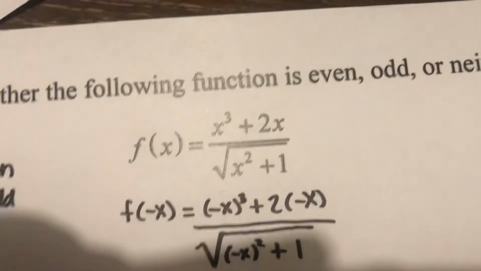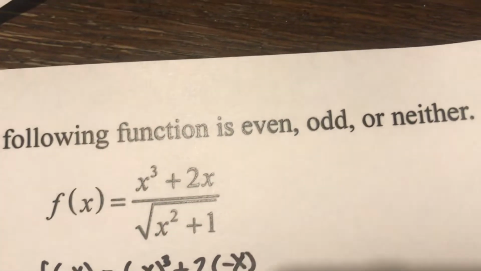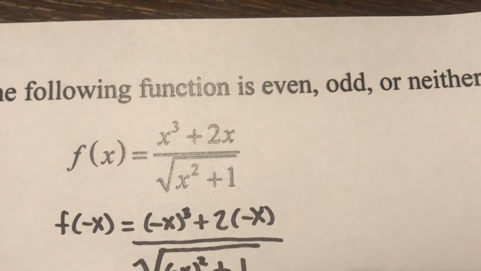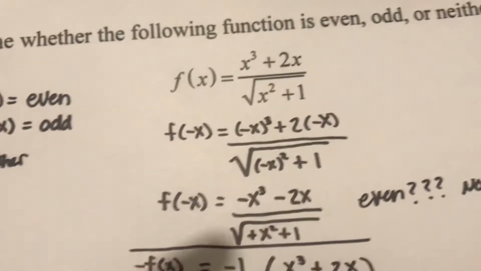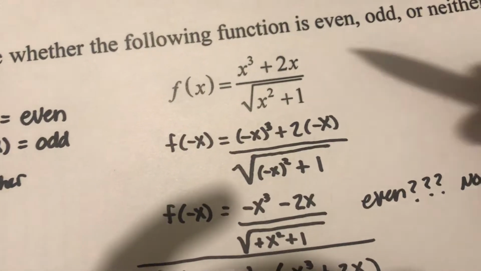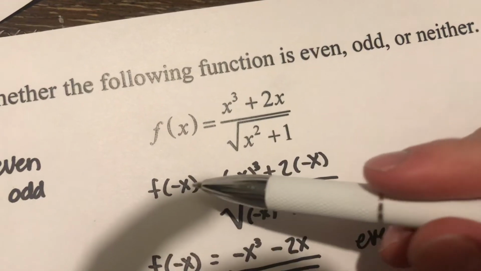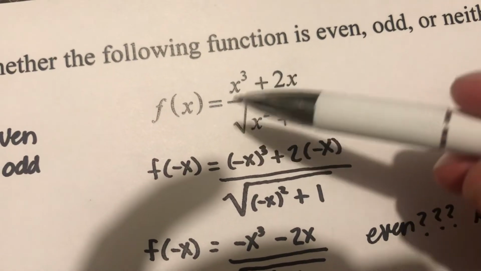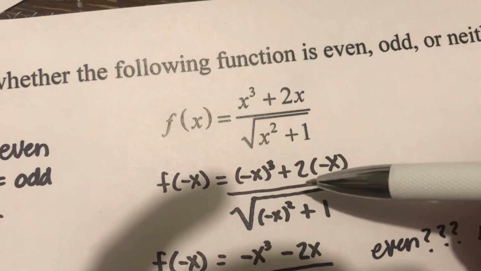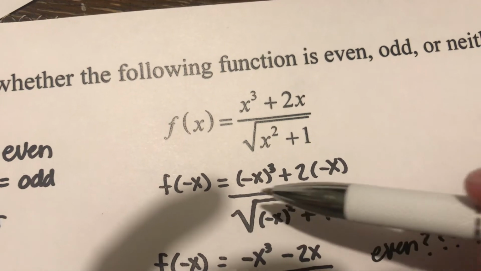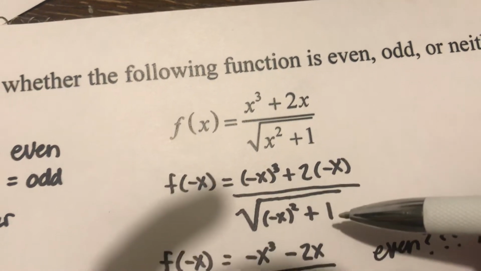I'm going to show you now, we're going to test and see if this is an even function. So we're going to look and see if f of x is equal to f of negative x. And so, as you can see here, we're going to go ahead and swap all of the x's within the function with a negative x. And so we've gone ahead and switched that to negative x cubed plus 2 times negative x divided by the square root of negative x squared plus 1.